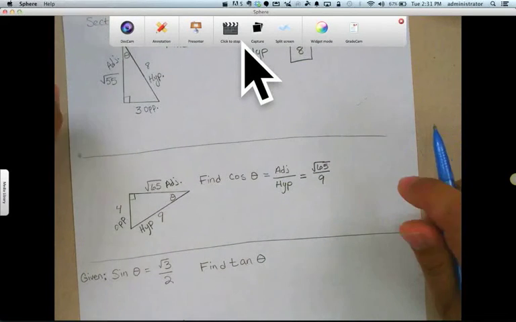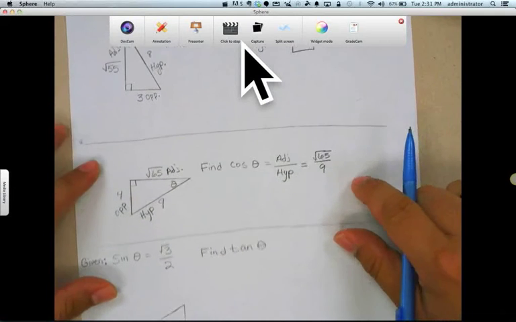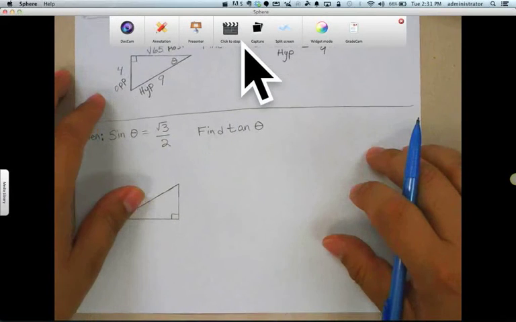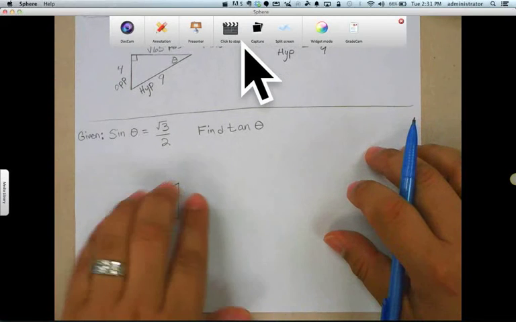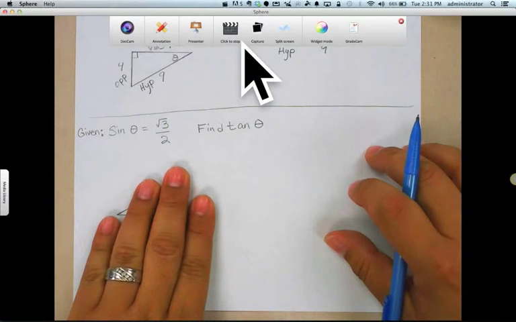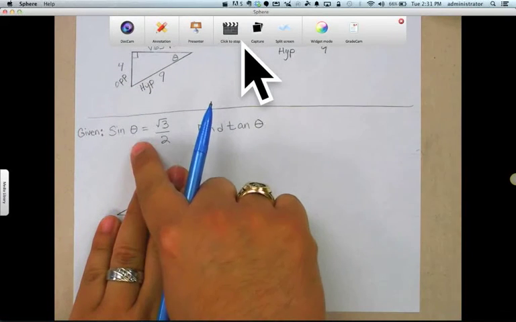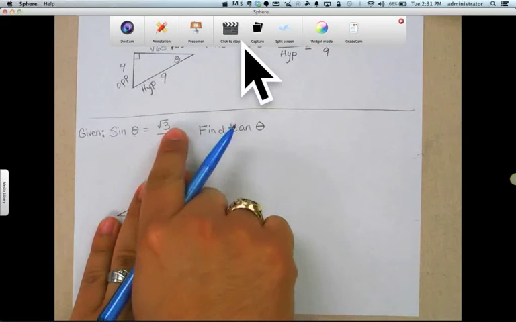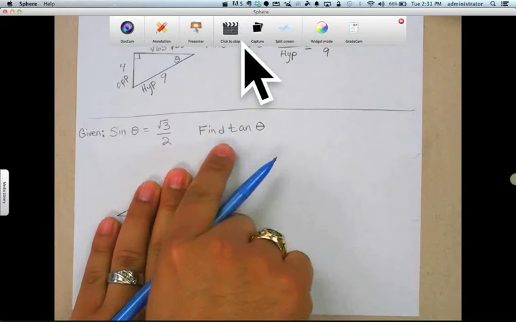Okay, so another quick example. But now let's take a look at this one. In the problem statement that you might see on your assignment, you may not be given a picture. So let's not look at the triangle, all right? Let's just look at what we're given. All we're going to be given is this: given sine of theta equals the square root of 3 over 2, let's find the tangent of theta.